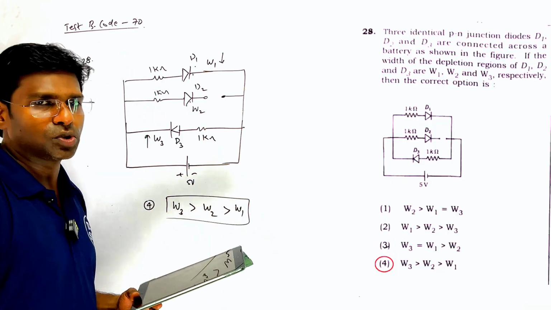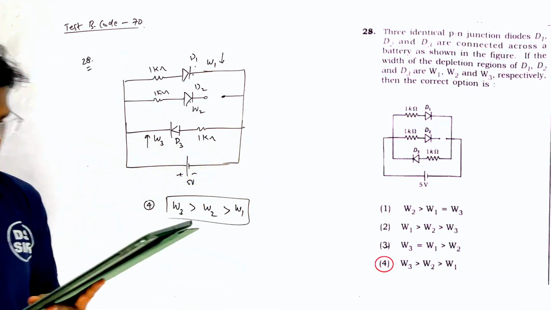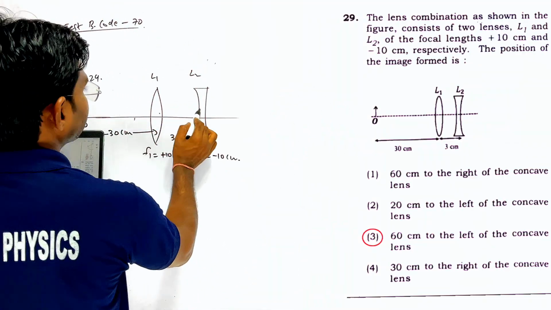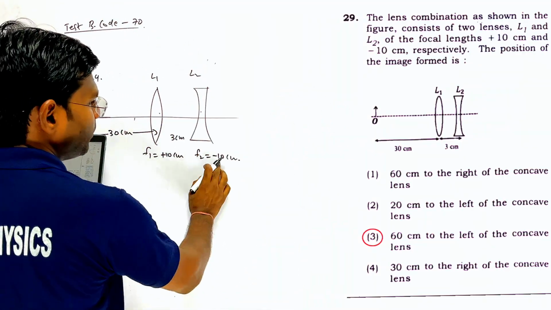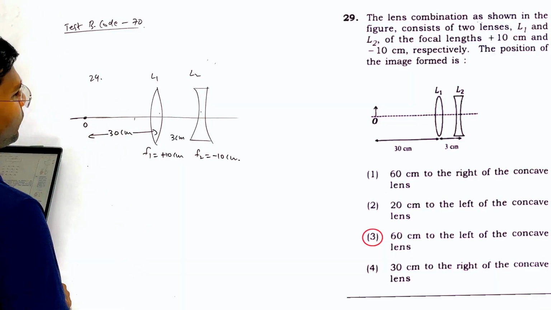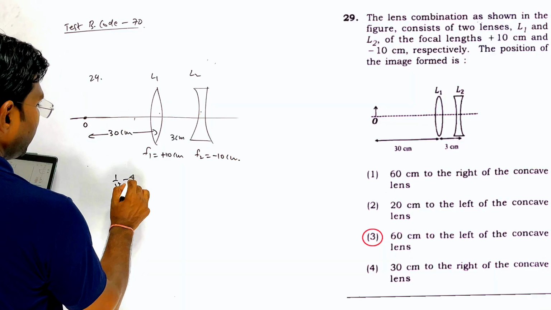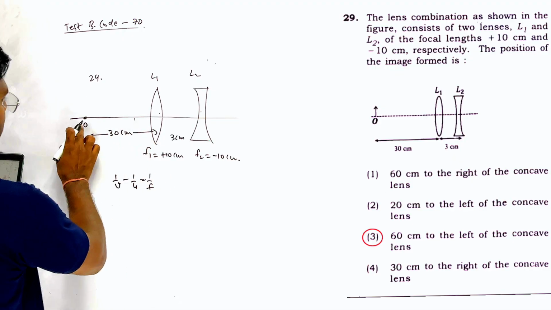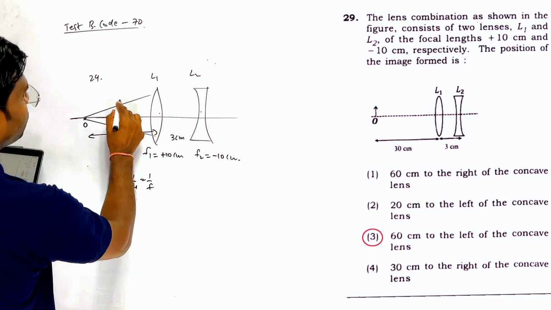If you have done this question correctly, write your answer. Now read this question number 29. There is a combination of a convex and a concave lens with focal lengths plus 10 and minus 10. The object is placed 30 centimeter to the left of the convex lens. So you will apply 1 upon v minus 1 upon u is equal to 1 upon f for this object. Let's see where the image will form.